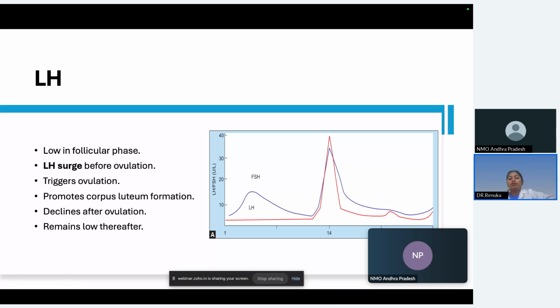Okay, what is the function of the LH? It promotes the corpus luteum formation. After ovulation, again it is low.